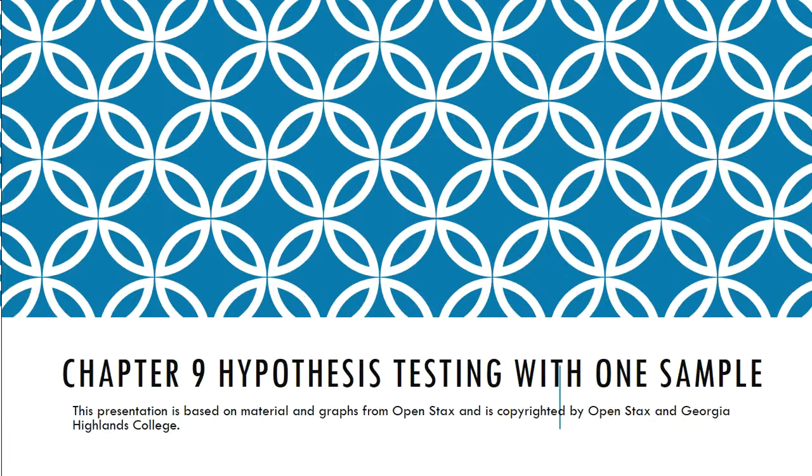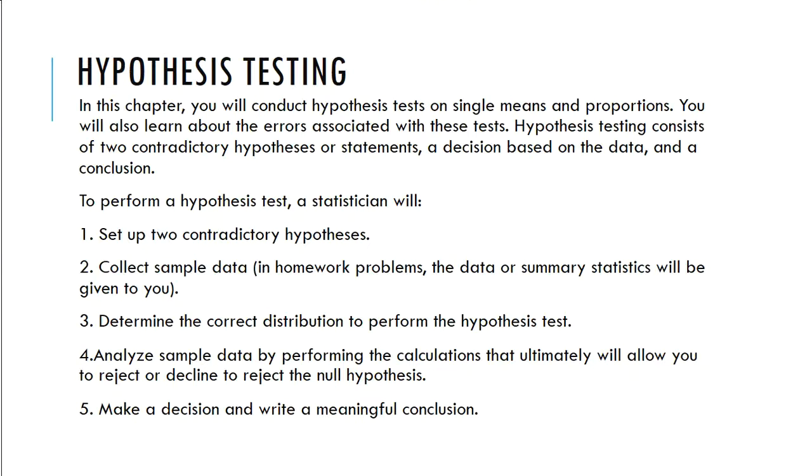So let's go ahead and start chapter 9, which is hypothesis testing with one sample. If you go back to high school and remember in biology class, you often did hypotheses, which was an educated guess on what would happen in an experiment. Basically, we kind of do that in statistics, but we have some differences. In this chapter, you're going to learn to conduct hypothesis tests on single means and proportions. You will also learn about errors associated with these tests.